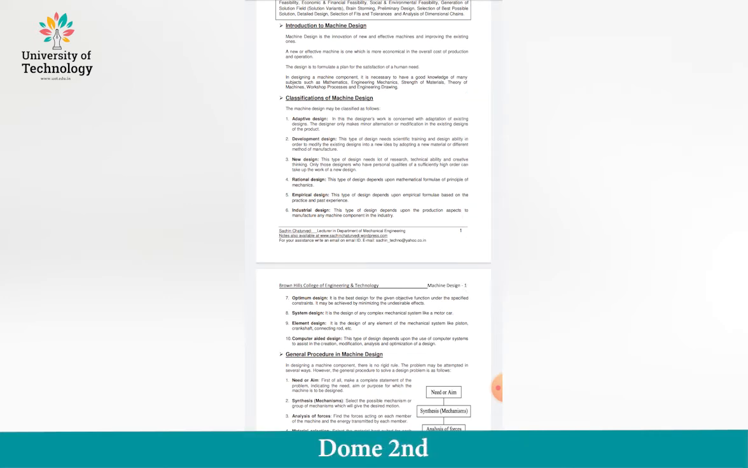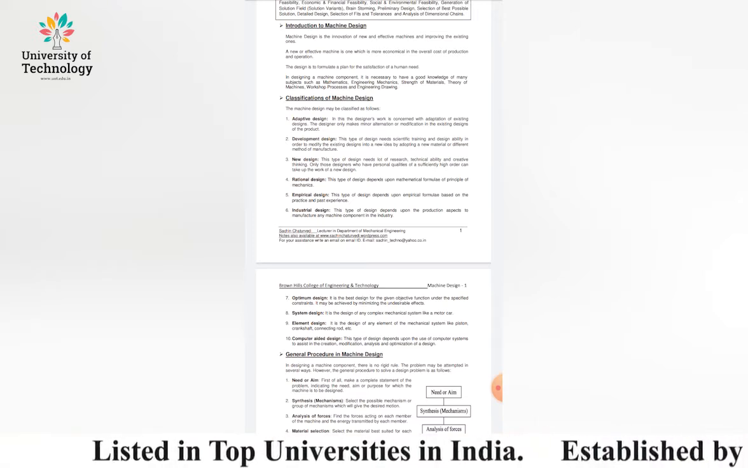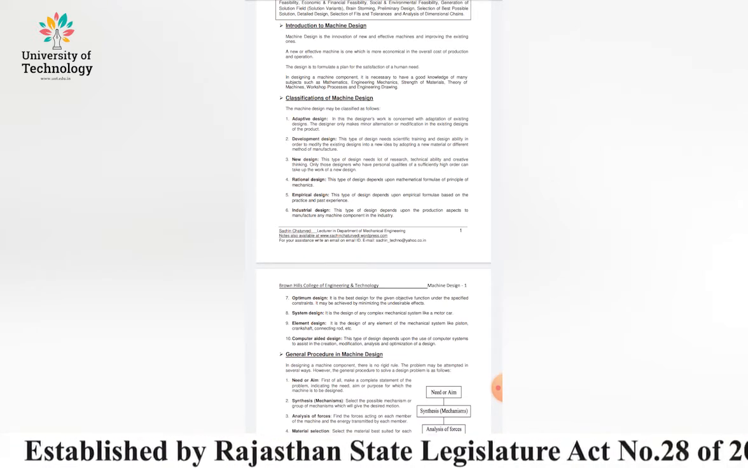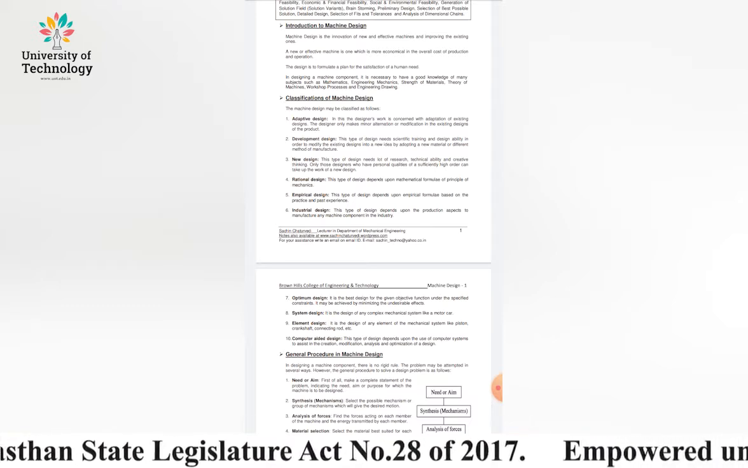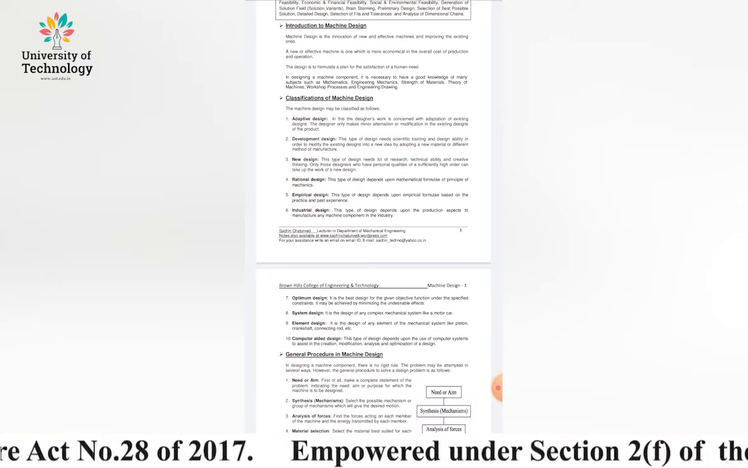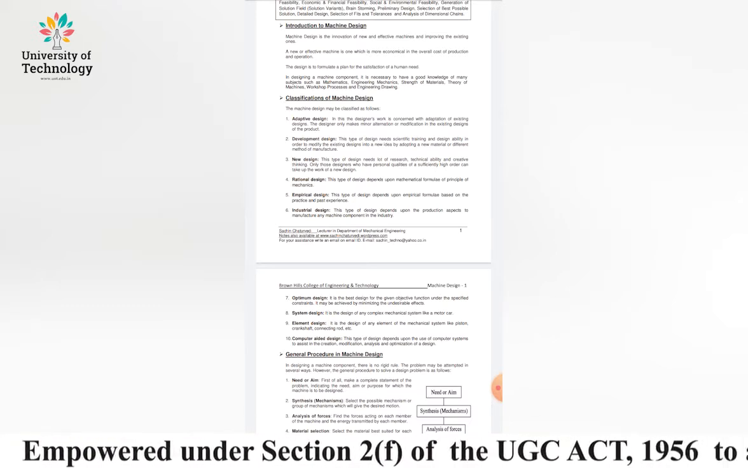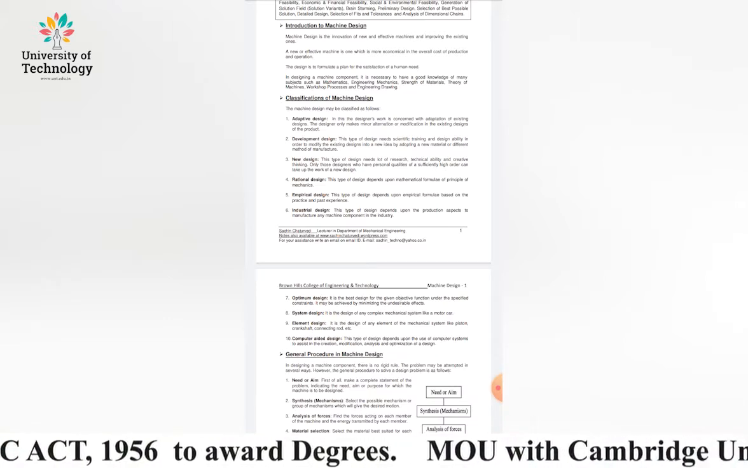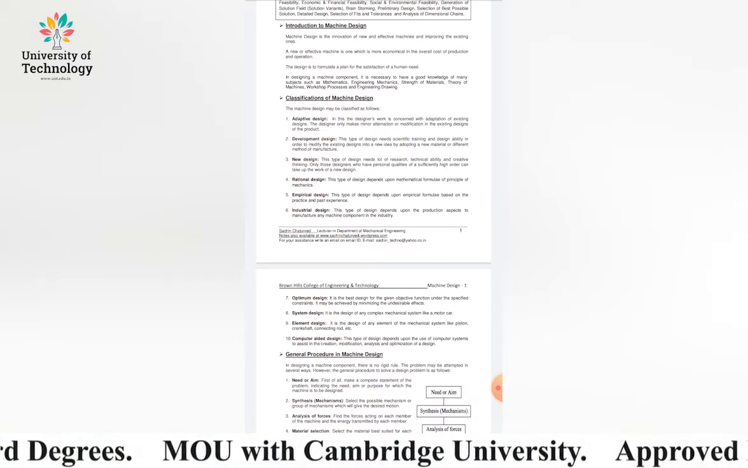Our topic today is the scope or introduction to machine design. Machine design is the innovation of new and effective machines and improving the existing ones. A new or effective machine is one which is more economical in the overall cost of production and operation. The design is to formulate a plan for the satisfaction of a human need.